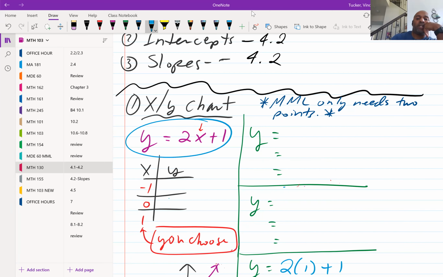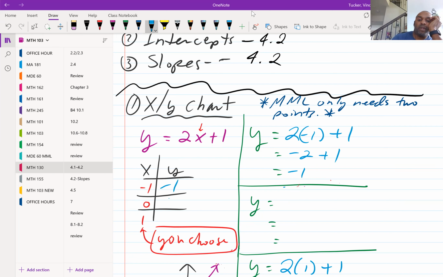So my equation is y equals 2x plus 1. Plug in negative 1 for x and calculate. 2 times negative 1 is negative 2. Negative 2 plus 1 is negative 1. So when x is negative 1, y is negative 1. Wait a minute, did I miss something?